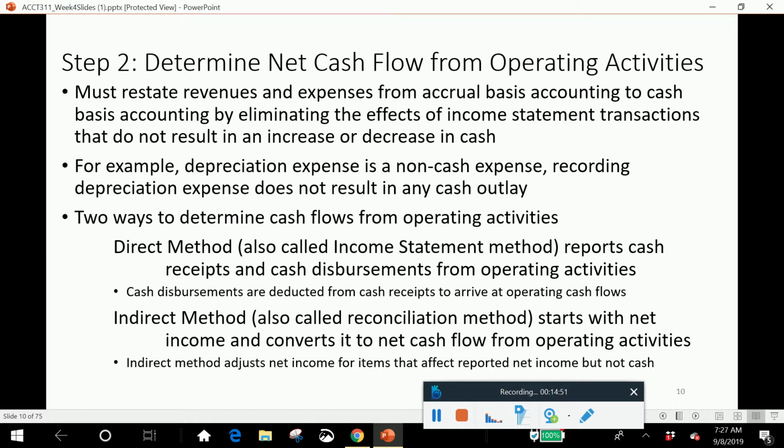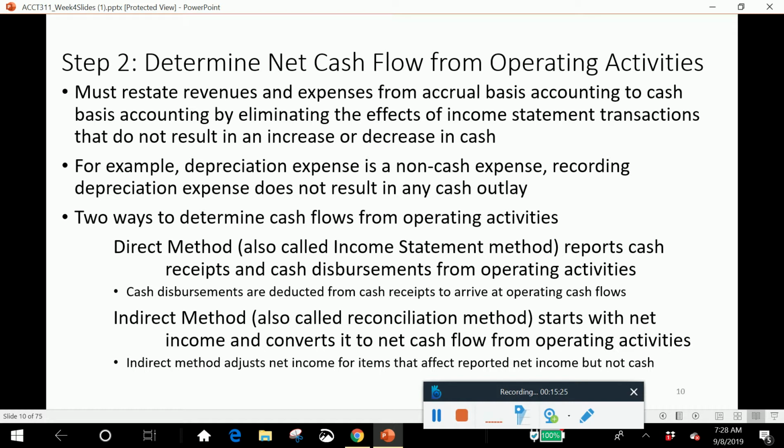If you think about it, we buy an asset. When we buy that asset, we have a debit to plant, property, and equipment, and a credit to cash. That right there is a cash outflow. We capitalize that asset on our balance sheet and then depreciate it over time. By depreciating it over time, we are debiting depreciation expense and crediting accumulated depreciation.